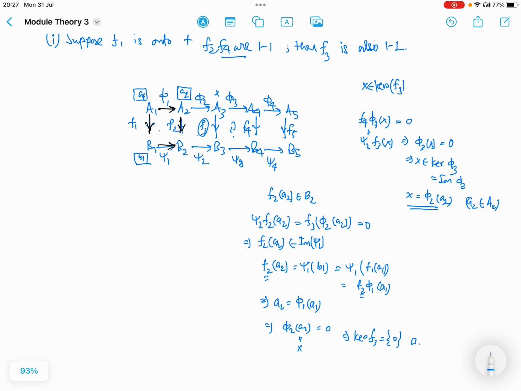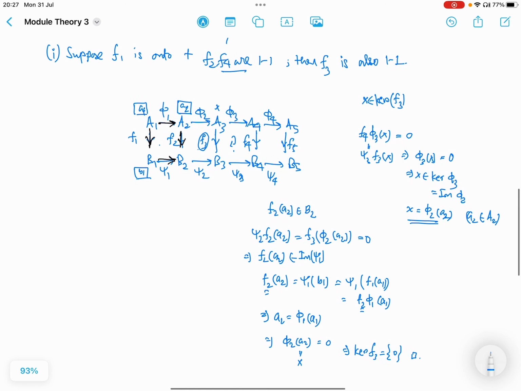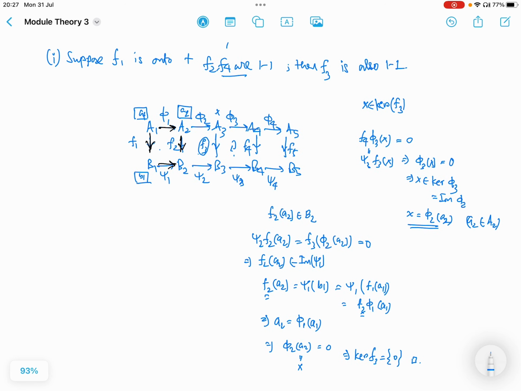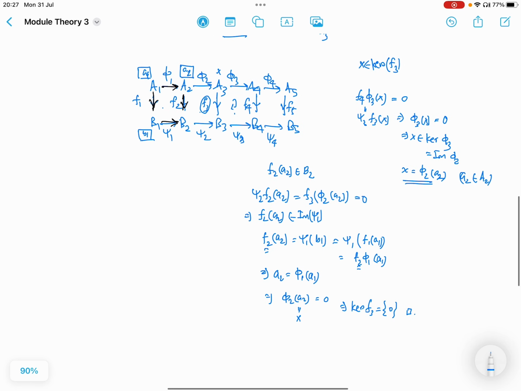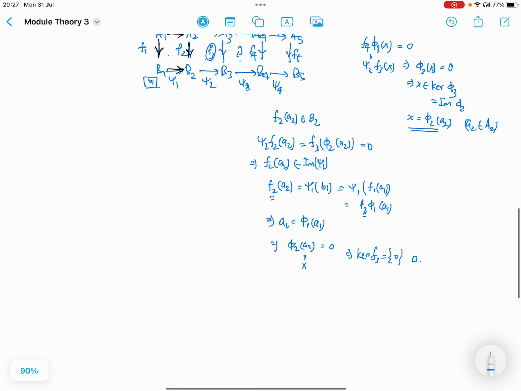So what we did is we just used the fact that F1 was surjective and F2, F4 both are injective, and just some careful use of the fact that the squares are commutative and the rows are exact. So nothing more we have done actually. Okay, so let's come to the second part of this lemma, which is again kind of similar to the first part. Let me write it again.